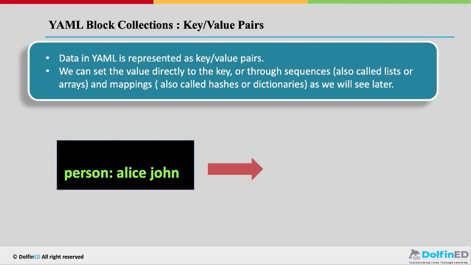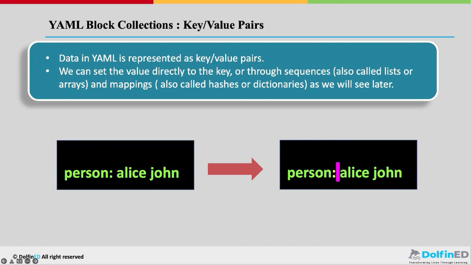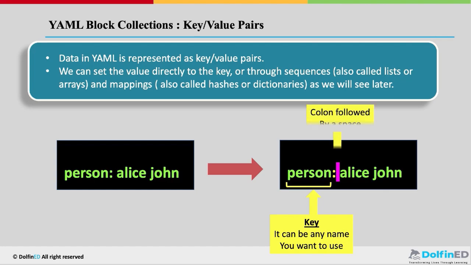If we look at the anatomy of this, the person is on the left-hand side, which is the key. And then we have a mandatory colon right after the key without any spaces. And then right after the colon, we have a space. This is mandatory to have. And then we have the value assigned to that key. So that's how you write it: the key, and then immediately followed by a colon, a space, and then the value that you want to assign.